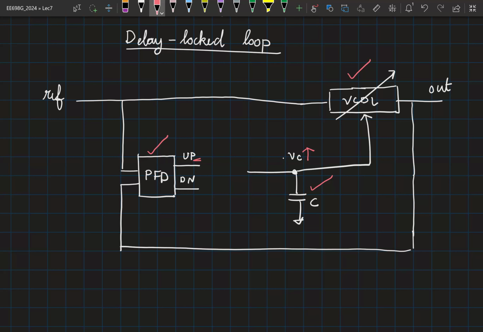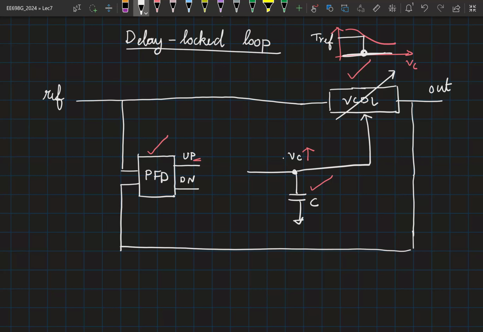If you remember, this VCDL will have characteristics that look like this with respect to VC. VC should be able to take any value here such that the final value it settles to correspond to one clock period. If you are directly shorting up and down, what are the values up is taking? Goes from 0 to VDD, right? Similarly, down is also going to go from 0 to VDD. So if you directly short it, VC will be either VDD or 0. That's not what we want. But a good starting point.